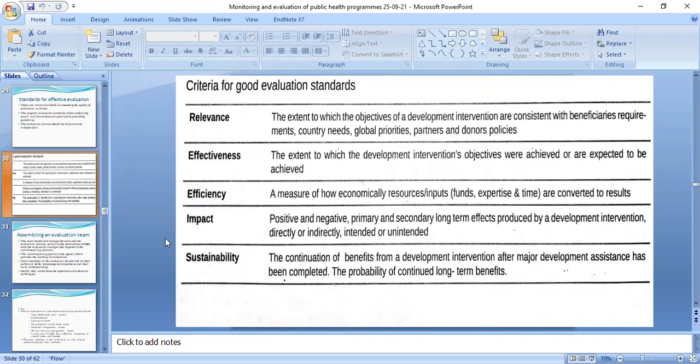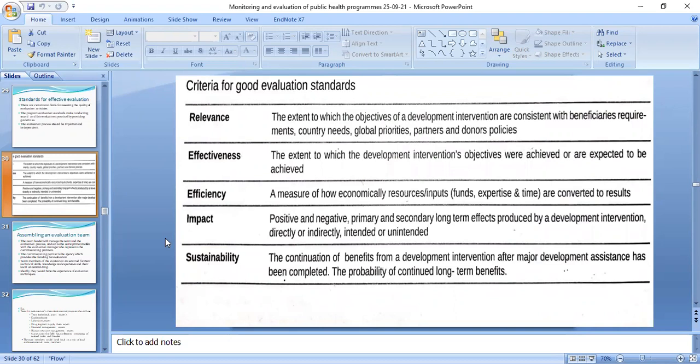In relevance, the extent to which the objectives of a development intervention are consistent with the beneficiaries' requirements, country needs, global priorities, partners' and donor policies, and whether its goals and objectives are appropriate to the present circumstances of the country. Next is the effectiveness. In this, the extent to which the development intervention objectives were achieved or are expected to be achieved. In it, there is a question: is it achieving satisfactory progress towards its stated goals and objectives? It also looks at the reasons for successes and failures of the programs.